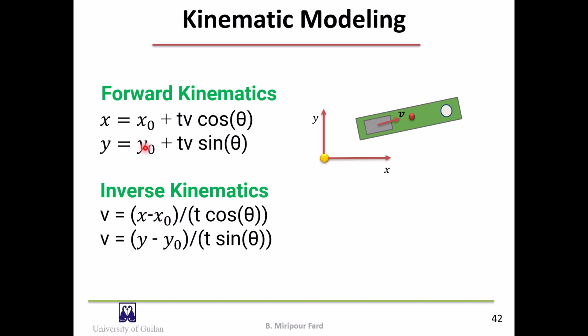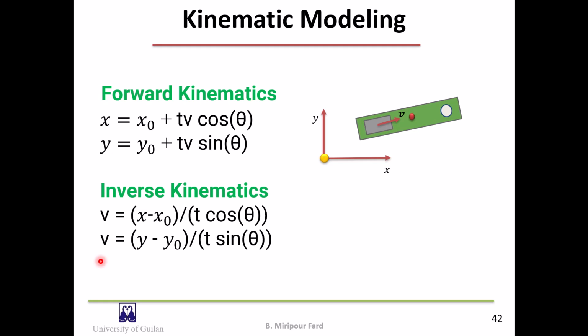With a simple algebraic manipulation, the inverse kinematic equations are easily obtained from forward kinematic equations. Here you can see the inverse kinematic equations. As seen, given the pose and initial pose of the robot, as well as the time duration and theta, we can obtain from these equations the required action, which is represented by V.